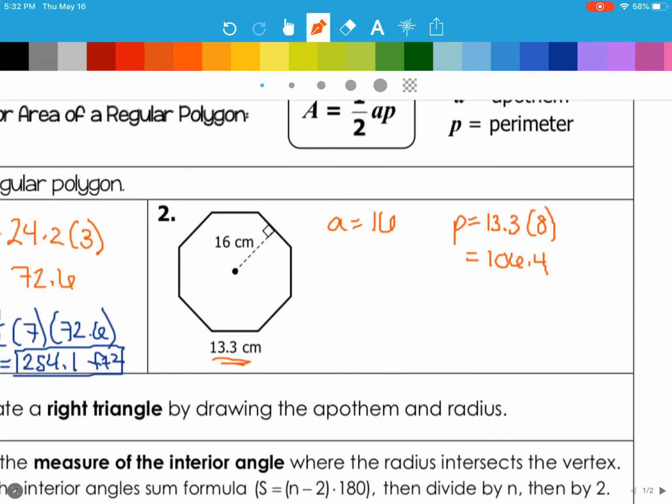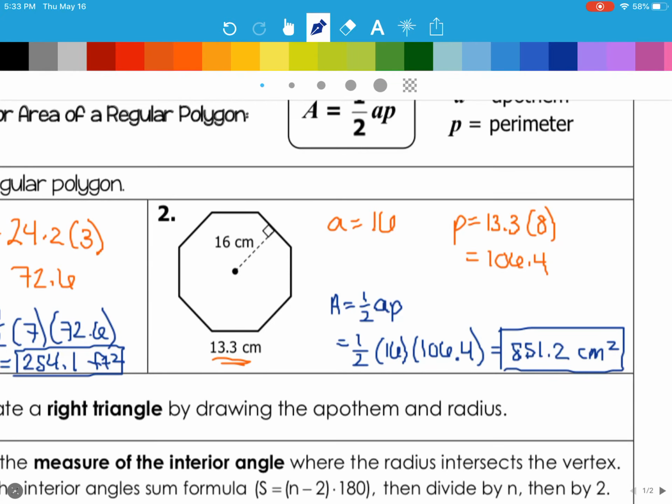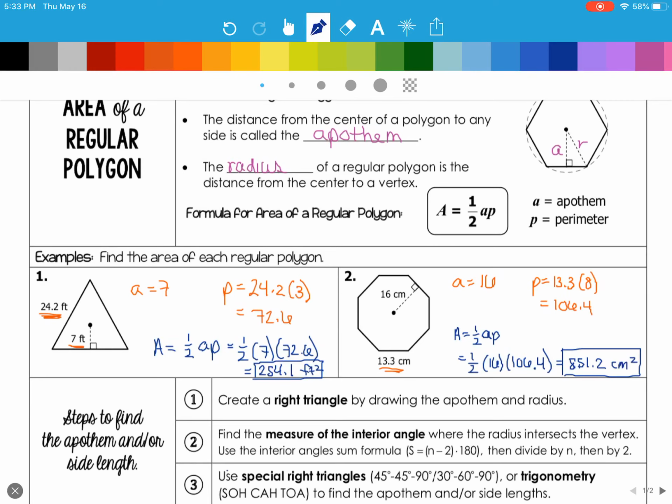All right, and so then we just take all that information and plug it into our area formula. So 1/2 times the apothem times the perimeter, which will end up being 851.2 square centimeters. Hopefully you don't have any questions at this point, and if you do, you can just come back and let me know tomorrow and I'll answer them for you.